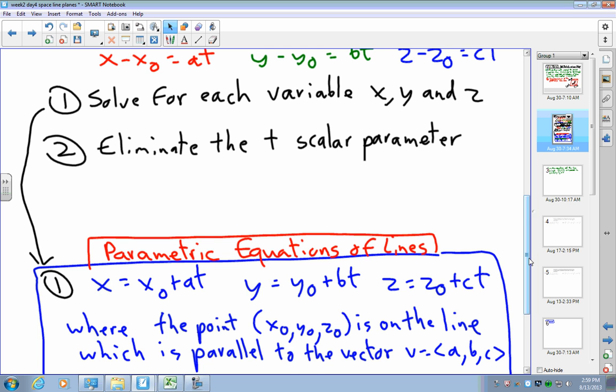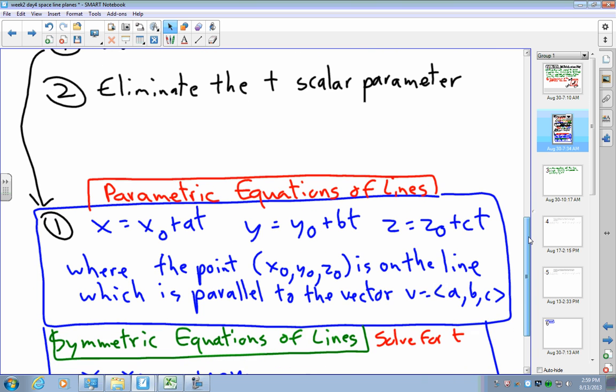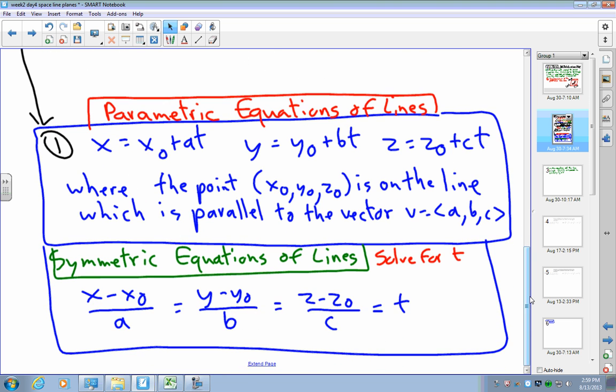Now the other way is not parametric, but it's called the symmetric equations of lines, which is basically eliminating the t by solving for it. And you can get x minus x naught all over a equals y minus y naught all over b, and z minus z naught all over c. So this would be the second version of writing the equation of a line.